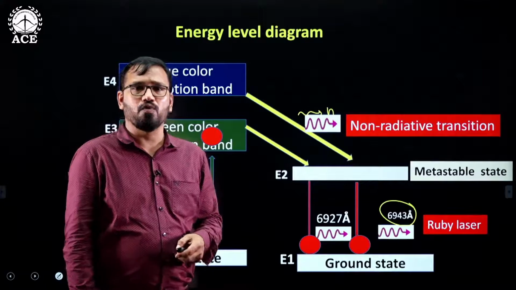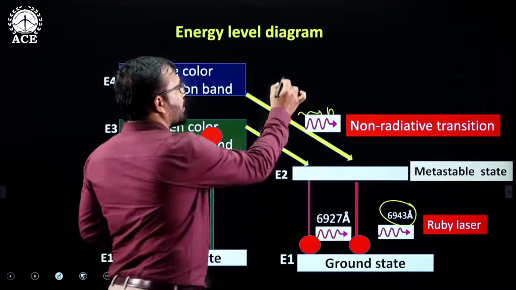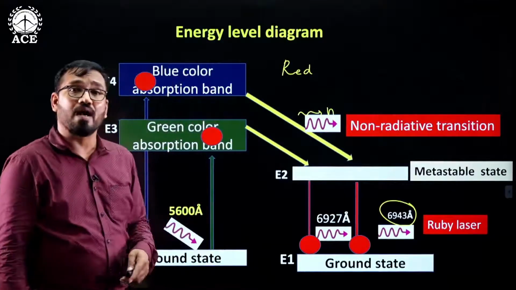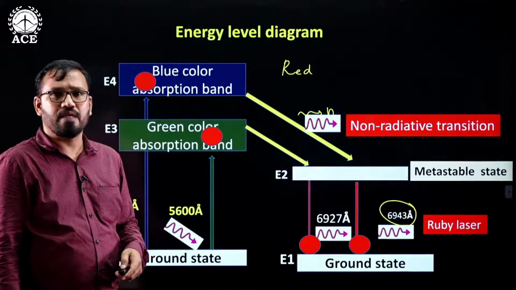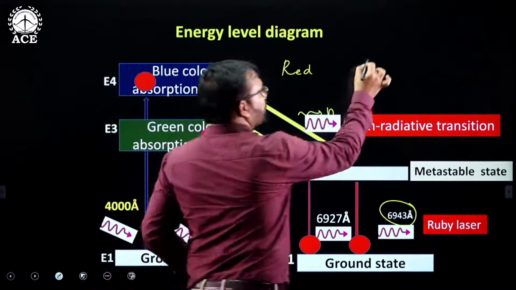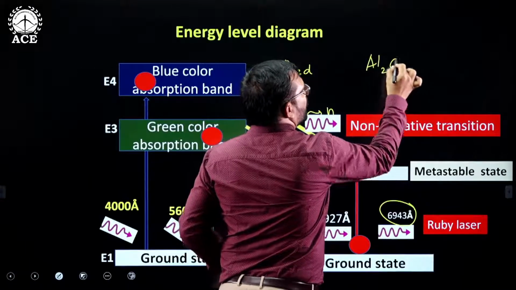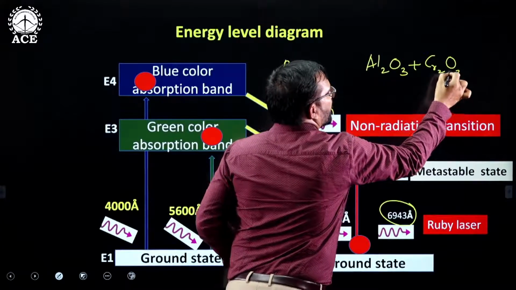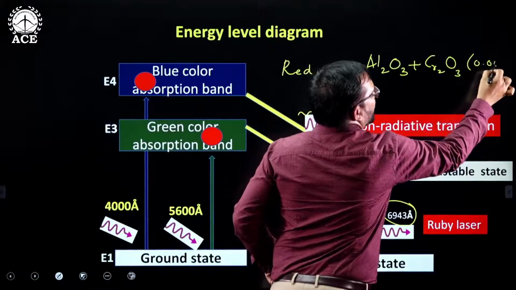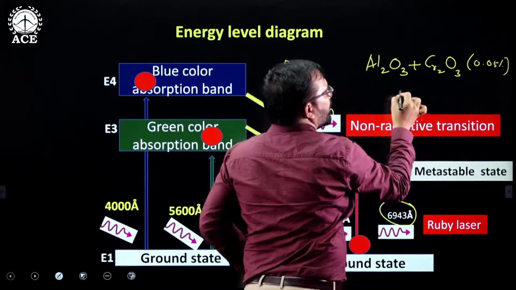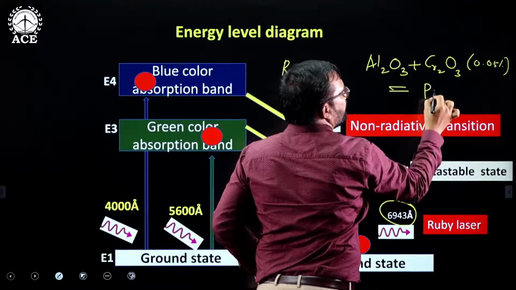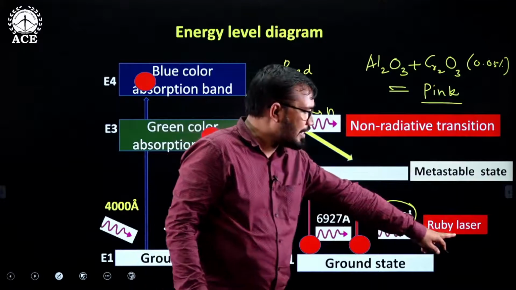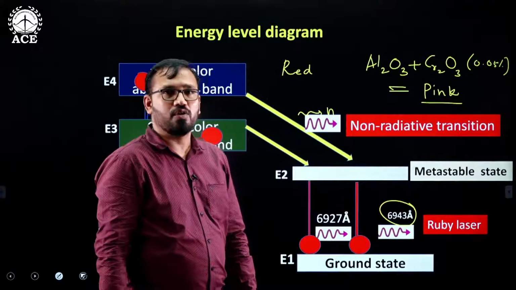What is the color of the ruby laser? Red color. What is the color of the ruby rod? Pink color, when Al2O3 is doped with Cr2O3, 0.05 percent. Then it converts into pink color. The ruby rod color is pink, but the ruby laser color is red. That you have to remember.